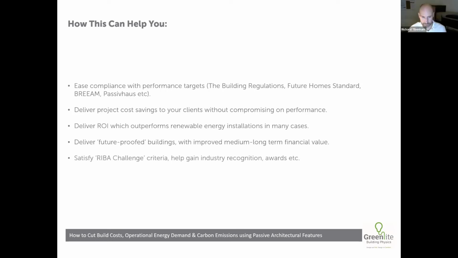It can also obviously satisfy the RIBA challenge, which is the main topic that we're going through today. So that can help gain industry recognition and awards and so on. And probably more importantly than anything else, it can help address climate change, which is what all of this is about, and pressure on the energy grid, which will inevitably be coming under increased pressure as things move forward.